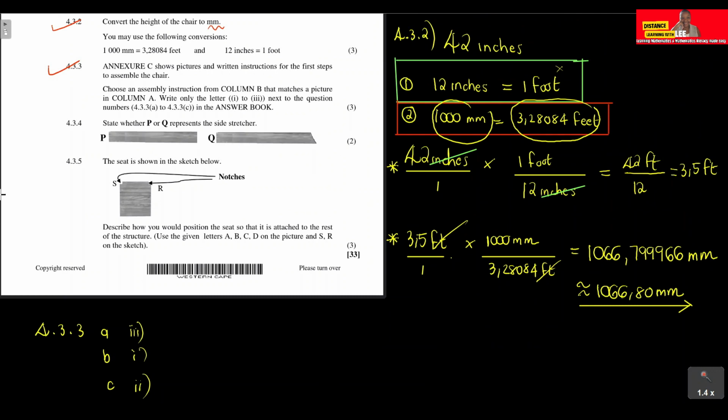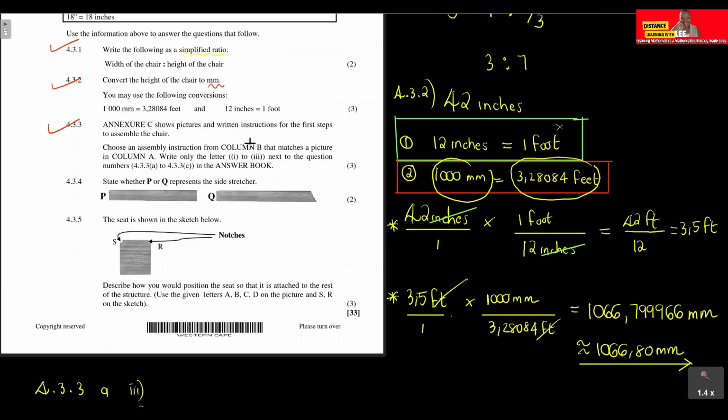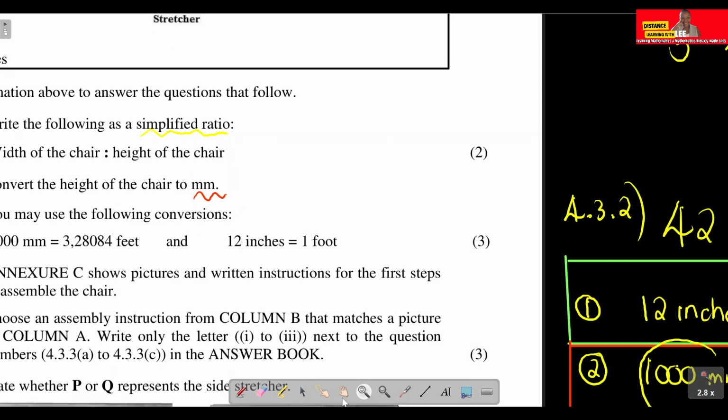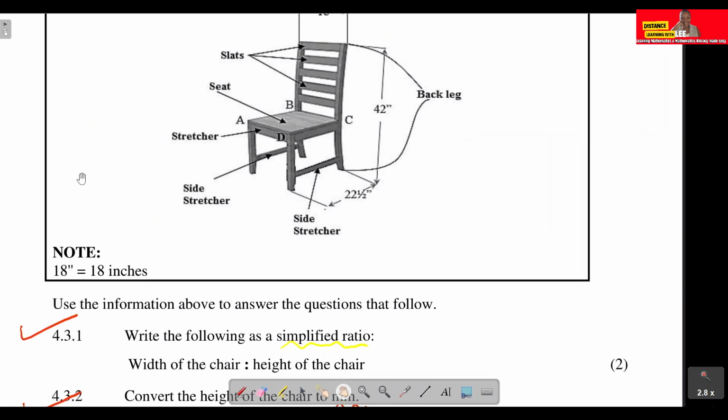Okay, then let's have a look at question 4.3.4. State whether P or Q represent the side stretcher. So what is the side stretcher, guys? If you have a look at this diagram here, I'm gonna just try and zoom it in for you guys so that you guys see what is going on. Okay, what is happening with the side stretchers? Do you guys see that here, the side stretchers, the plank here, it's a bit slanted. Do you see that this plank is a bit slanted? It's not straight, okay, at that position there.